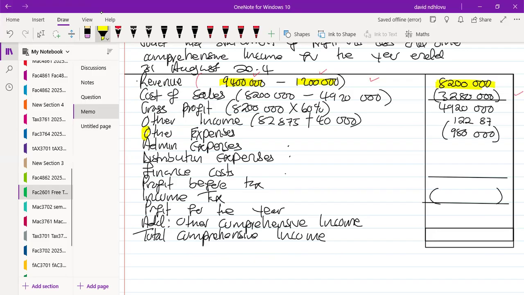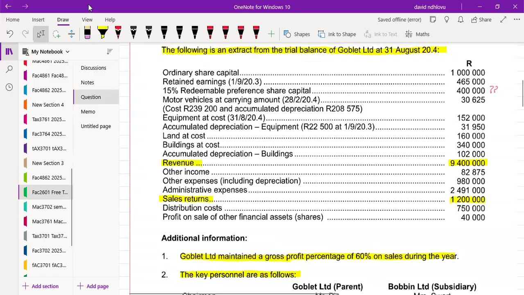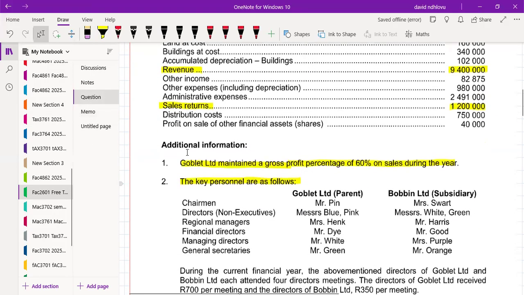However, this question did not ask you to calculate the full calculation of cost of sales. This is what they gave you. Right, so if we go to the question note number 1, they then said a Goblet maintained a gross profit percentage of 60% on the sales during the year. So they are telling you that the gross profit amount is 60% of the sales value.